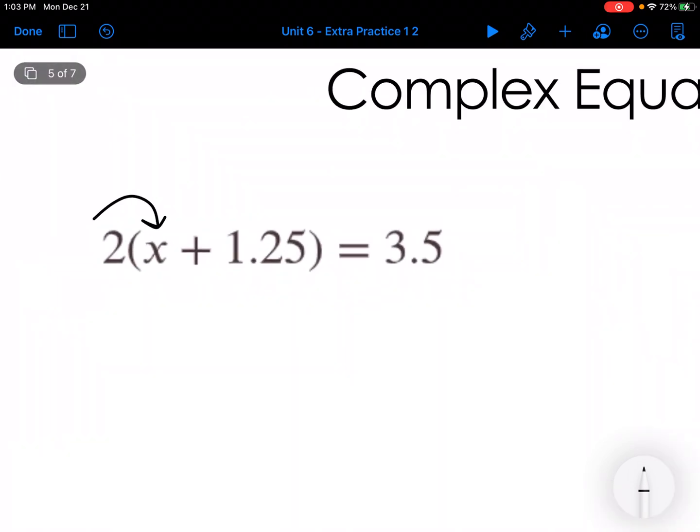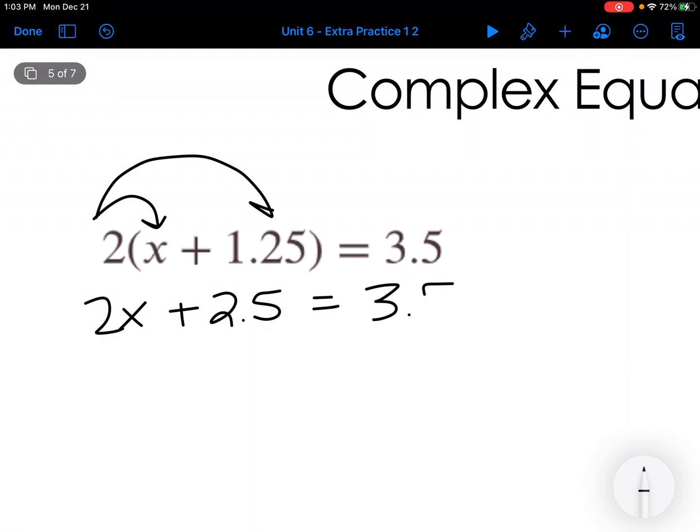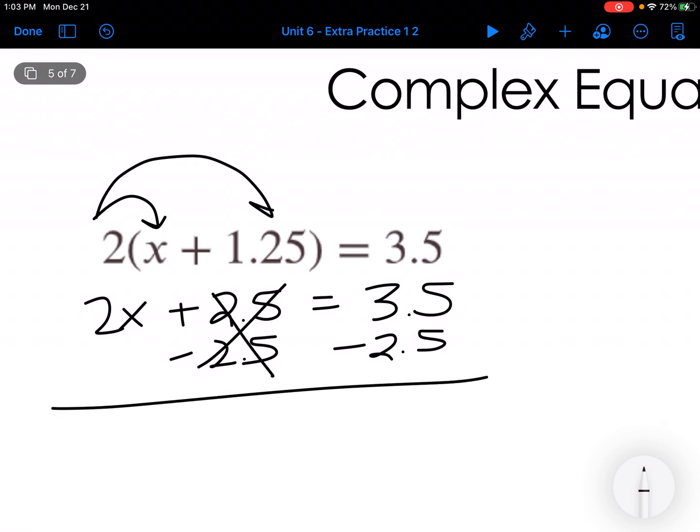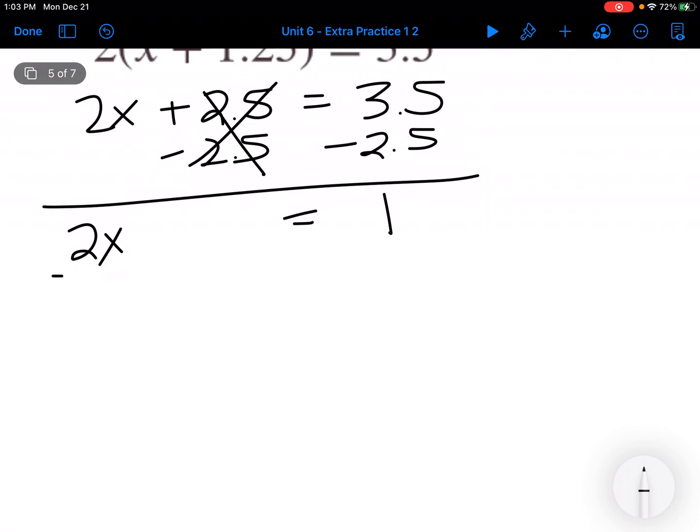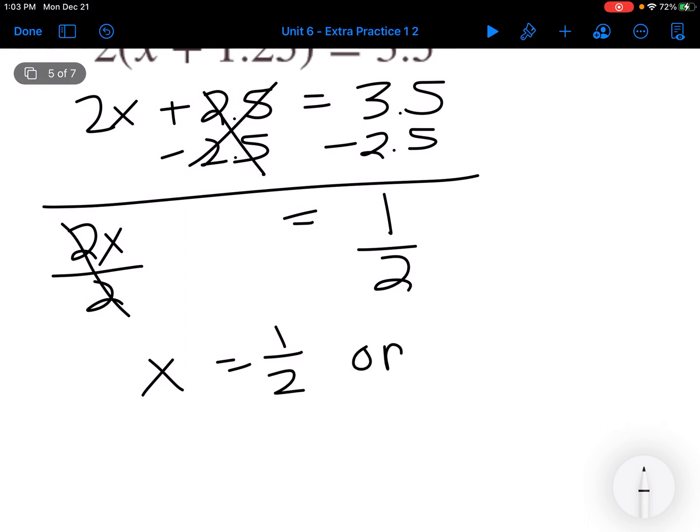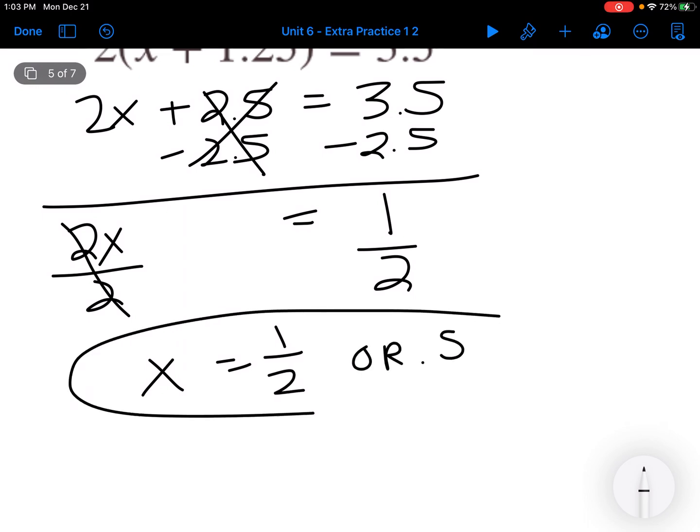Okay, distributive property again. I've got 2x. And then 2 times 1.25 is 2.5. So I'm going to zero out. So I'm left with 2x equals 1. So now I'm going to divide by 2 on each side because I want to figure out what just 1x is going to be. It's going to be 1/2 or 0.5 if you used your calculator.